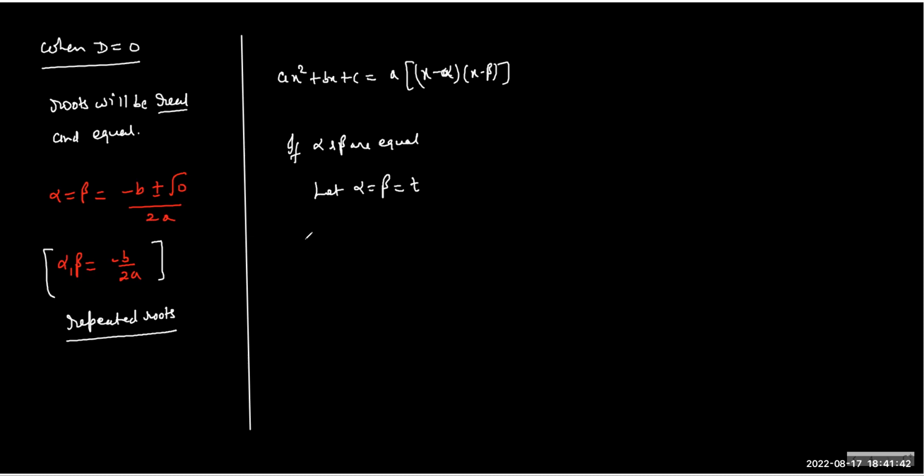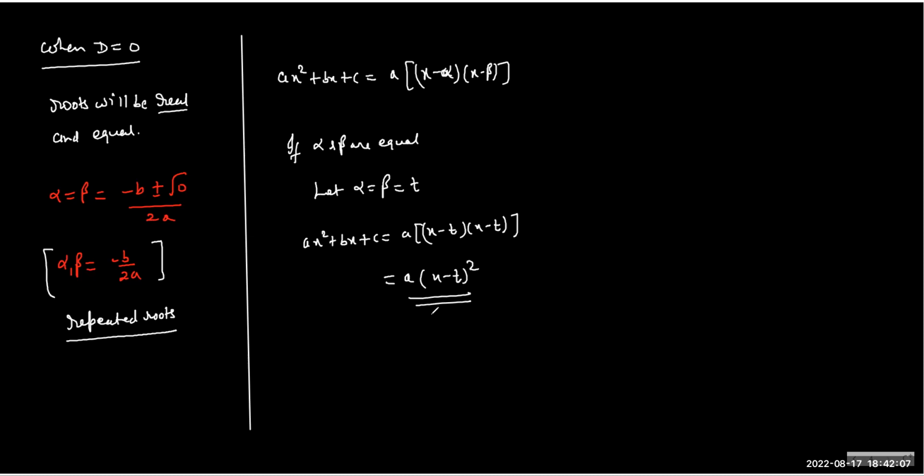In that case, the quadratic we can rewrite as (x minus t) into (x minus t). We have to write it two times, and so it will become (x minus t) whole square. So in case of equal roots, the equation will still be quadratic, and we have to write it like this.